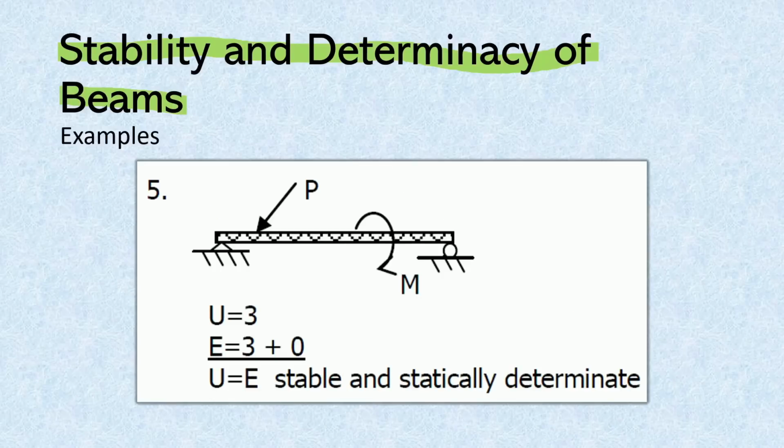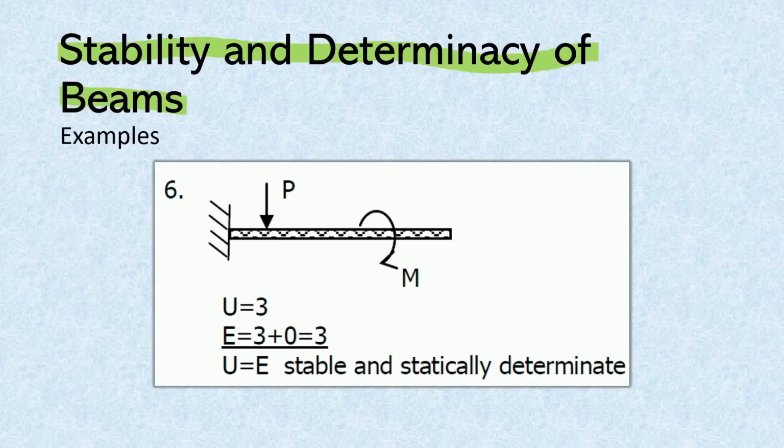Now, this is stable and statically determinate because we have 3 reactions here, 2 for the hinge and then 1 for the roller. So our U will be 3 and then our E will be ES plus EC, wherein our EC will be 0 and then ES will be 3. So U is equal to E because 3 is equal to 3. Now, applying R is equal to 3n, we have 3 reactions and then the number of members will be 1, and so 3 is equal to 3. And so that's why it's determinate. Now, for this one, we also have a determinate beam because we have 3 reactions here, 1, 2, and then a moment reaction. And so our U is 3 and then our E is also 3, and so our beam is stable and statically determinate.